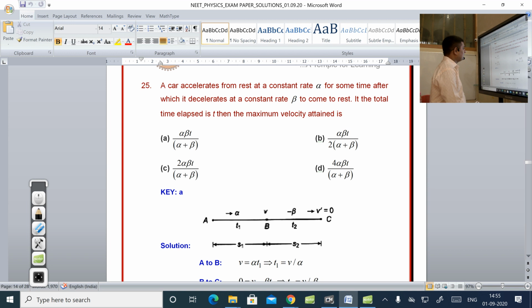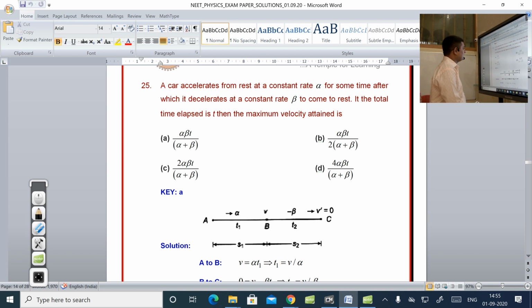In the same way, from B to C we can apply v equal to u plus at. Here the final velocity is 0, the initial velocity is v, and it is decelerating, so minus beta into t2, and you will get time t2. Now the total time they gave as t, so t1 plus t2 is t. So v by alpha plus v by beta is equal to t, or v is equal to alpha beta t by alpha plus beta. This is also a standard problem. Please learn this result by heart. Okay students, next one.